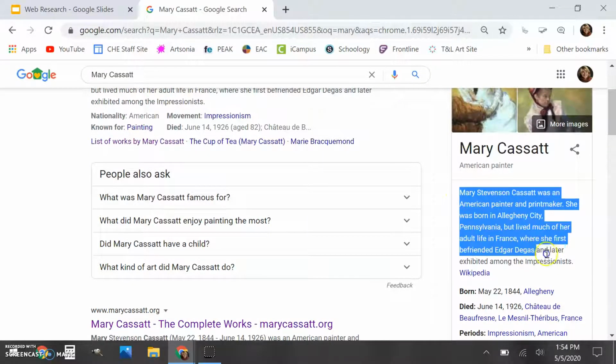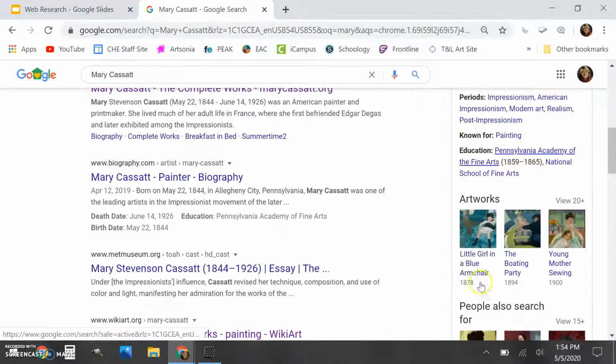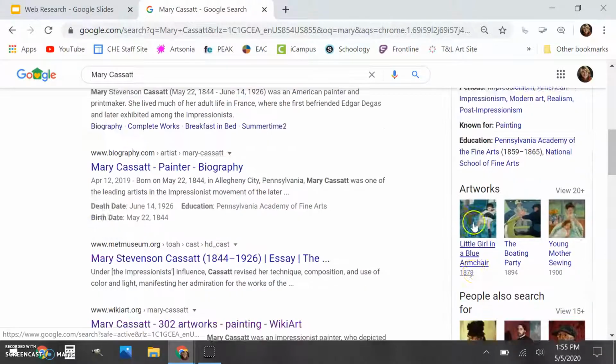So there's a little blurb, and then you can see the key information. Here is when she was born, here's when she died. These are the art periods that she's associated with, that she worked with. She's known for her paintings, and this is where she went to school. And then what's nice is they also have some artworks that you can be guaranteed were actually made by her and not someone else.